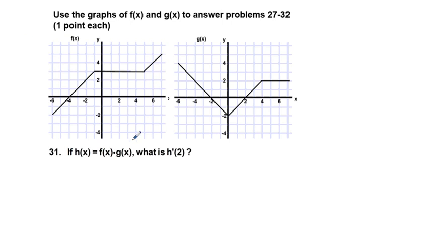Next, if h of x equals f of x times g of x, what is h prime of 2? So for this, we have an opportunity to use what we call the product rule. We're going to say f of 2 is equal to 3, and f prime of 2, which is what we also need, is going to be equal to 0.